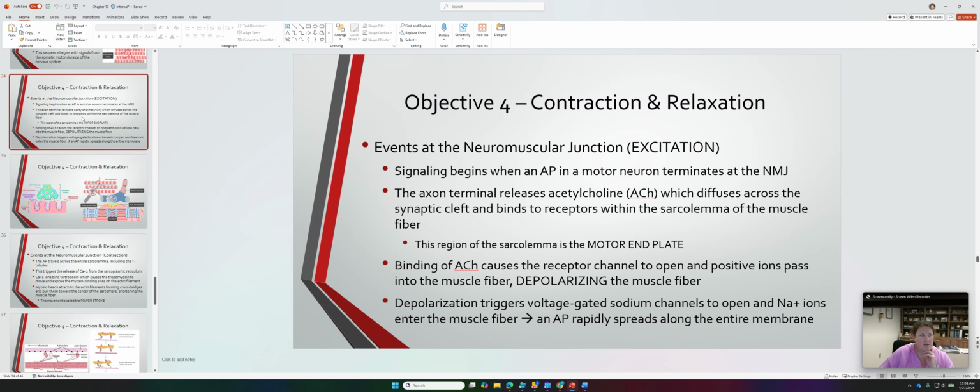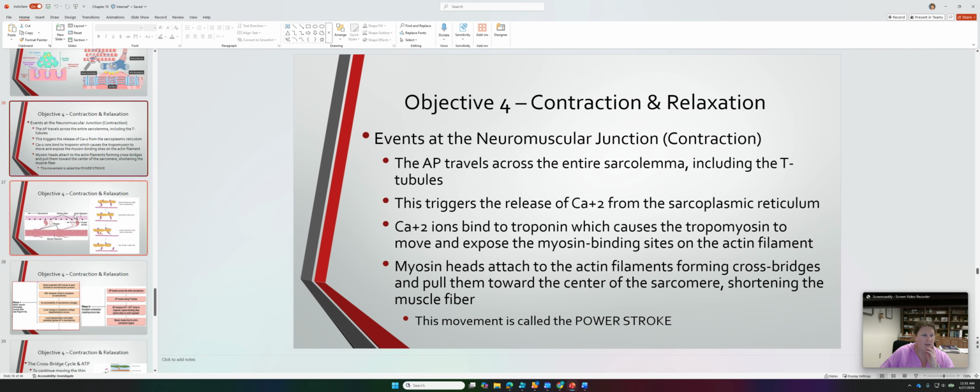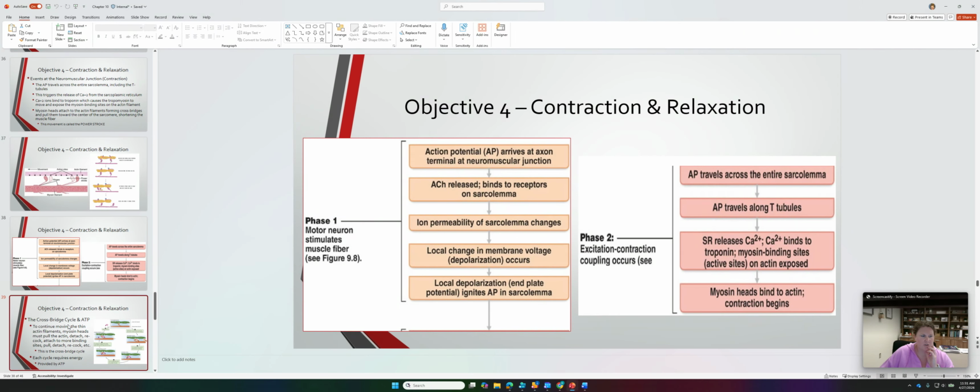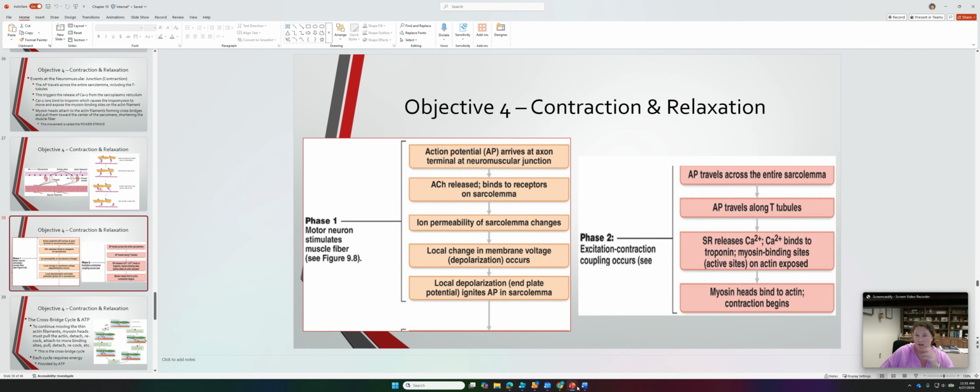So for your essay for this unit, you have 2 slides that you're pulling information from. You have the excitation slide, and then you have the contraction slide under objective 4. Okay, and then you have some other things that can help you kind of understand that, but I at least wanted to kind of go over the basics of your essay. That's where you're going to pull your preparation from.